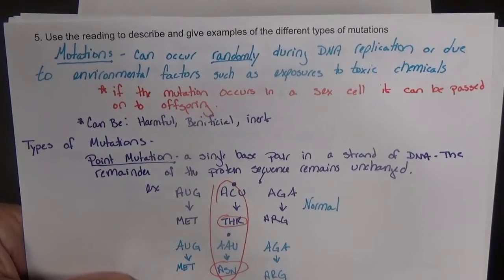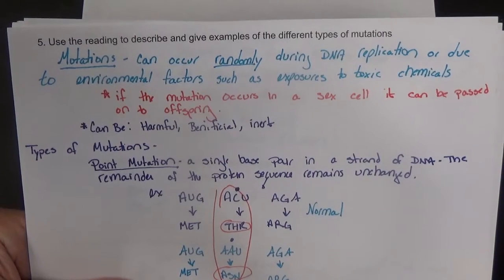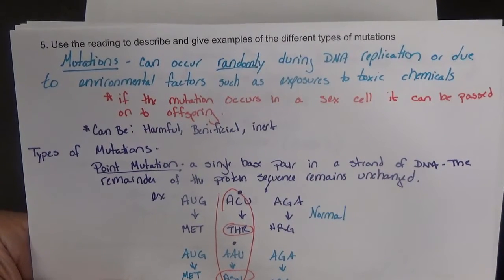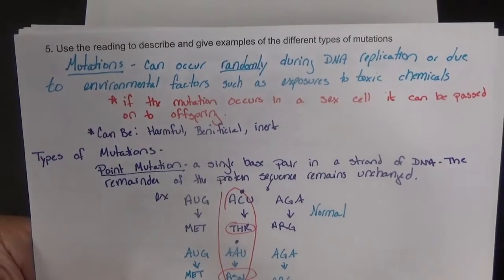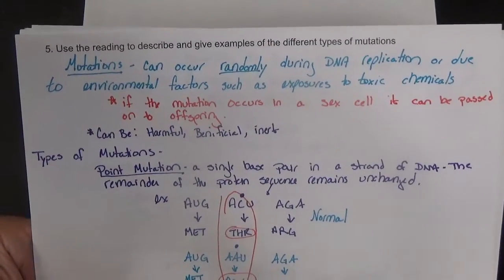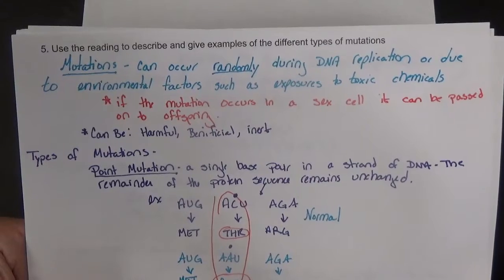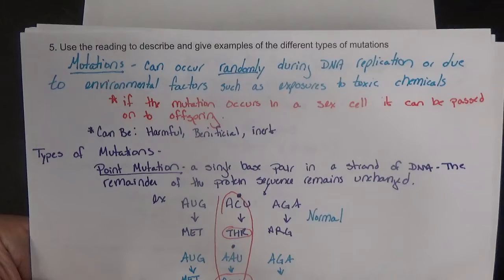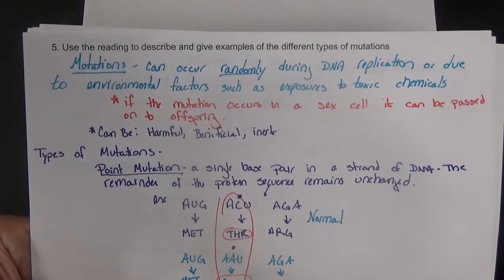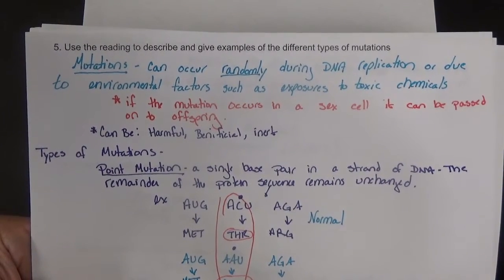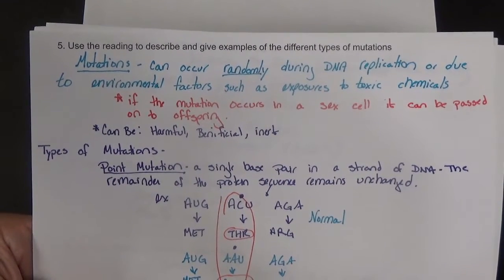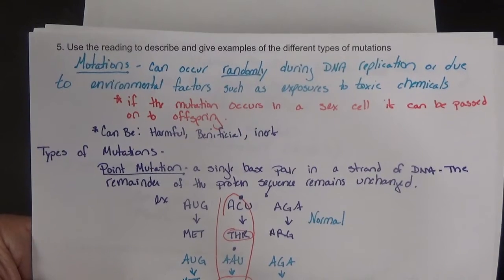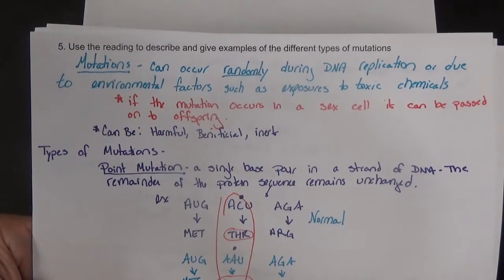through it with you. Mutations can occur randomly during DNA replication or due to environmental factors such as exposure to toxic chemicals. These would be called mutagens. If the mutation occurs in a sex cell, it can be passed on to offspring. So just mutations that would occur in like a skin cell wouldn't be passed on to your offspring, only if it occurs in your gonads, your testicles, or your ovaries. Mutations can be harmful, beneficial, or inert. And inert means that they could have like no effect on the organism.